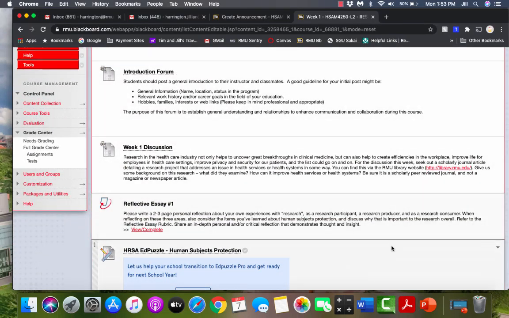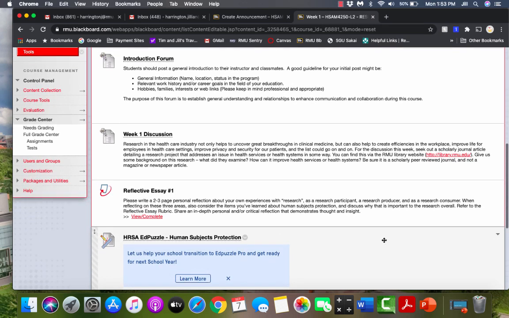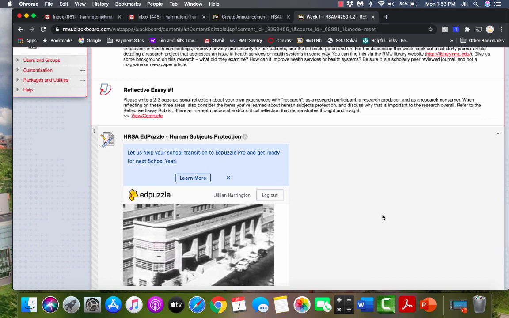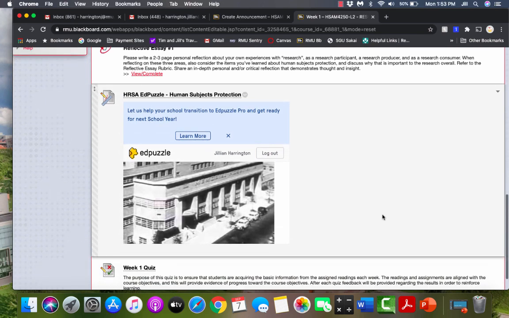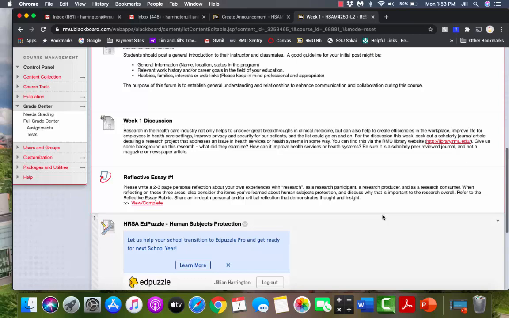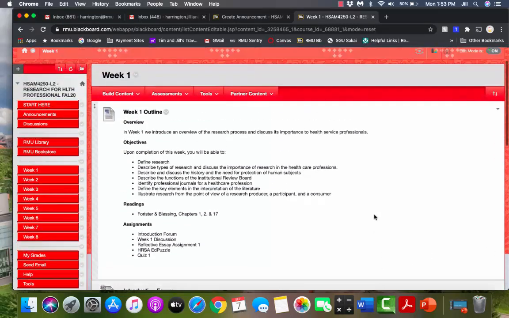Obviously, you had a reflective essay, which hopefully went okay. You had the ed puzzle from last week, and for these first few weeks, you'll have an ed puzzle other than this one that is human subjects protection education stuff. So you'll have those as well. And then the quiz. So that was last week.